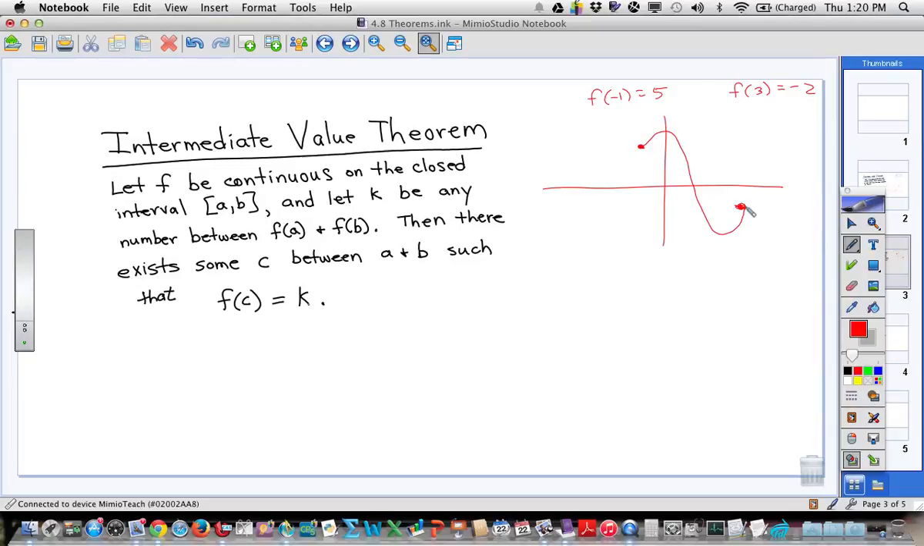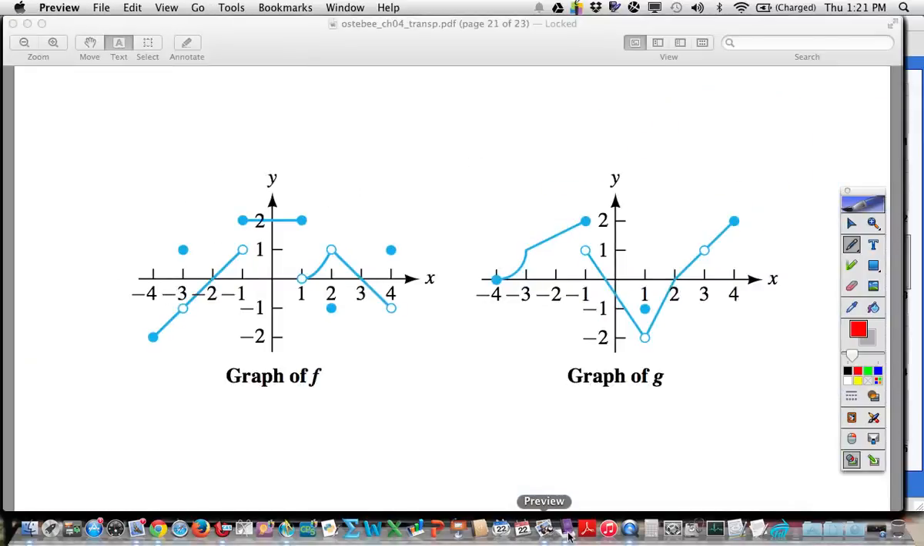Don't just say it hits, because what's happening? You could say the function takes on all the y values between f of a and f of b. If you said something like that, that'd probably be pretty good. We know what we mean by hits, but don't write that if you're actually stating a theorem. All right, now let's go back to that picture we had a minute ago.